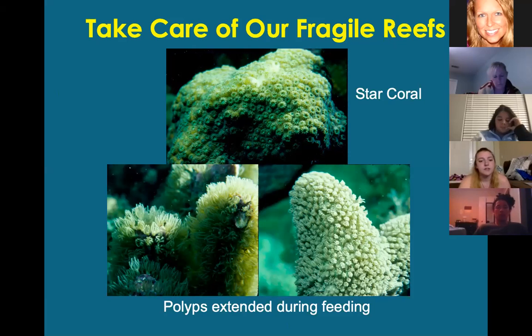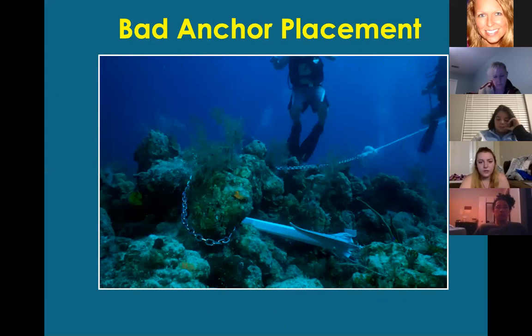So this is a picture of star coral and all of that. This is a picture of bad anchor placement. You can see that it's wrapped around the coral, and that's really damaging them. And this line, this rope, and the chain is banging against a lot of other corals, so it's damaging that whole ecosystem right there. And what else is wrong? Yeah, not only is this anchor placement really bad.